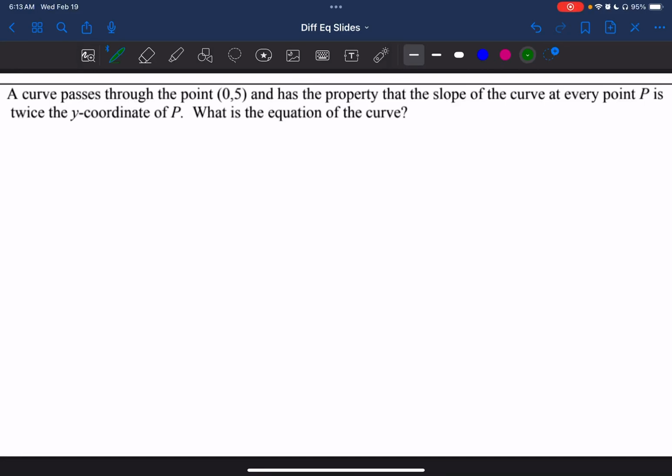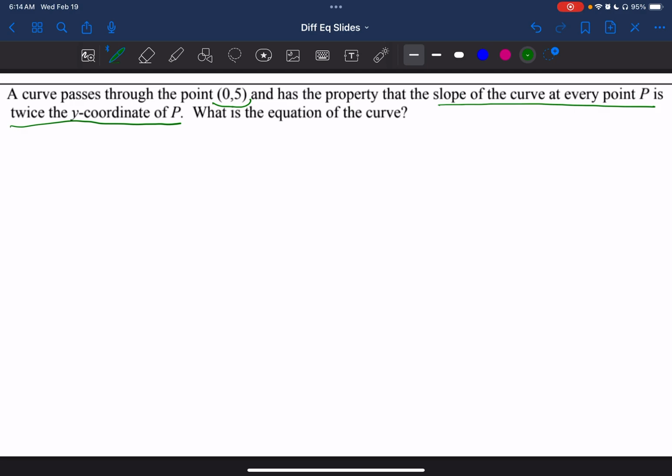So we're going to look at a couple of applications or different scenarios for working with differential equations here. Okay, so you've got a curve that passes through the point (0, 5) and has the property that the slope of the line of the curve at every point P is twice the y-coordinate of P. What is the equation of the curve?